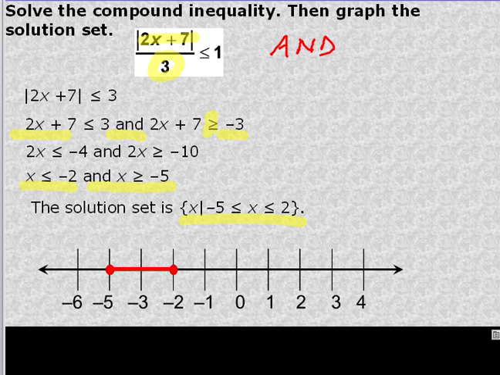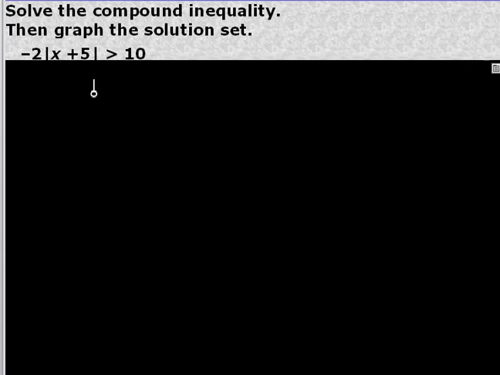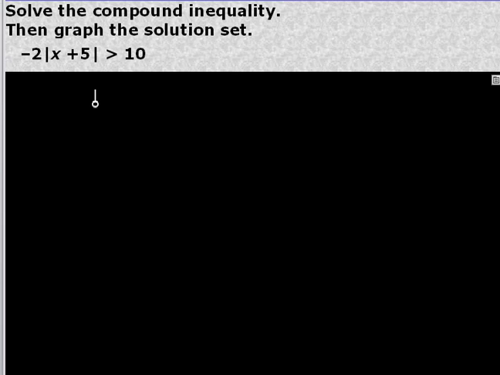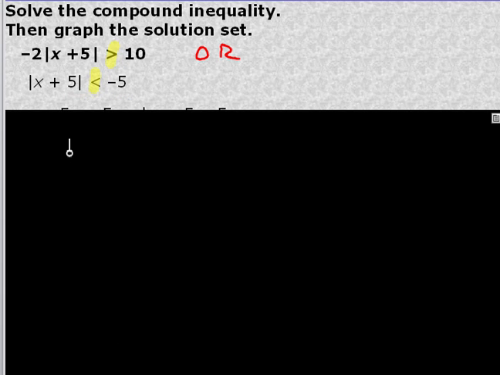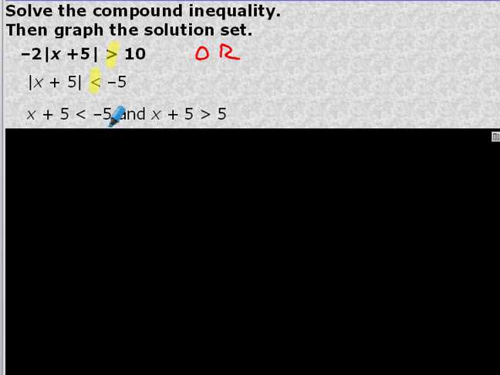All right, let's try one more. Solve the compound inequality, graph the solution set. So this is a greater than again. So remember, greater than means we're going to do an or. So first thing we want to do is isolate our absolute value function. The -2 is not inside the absolute value vertical bars, so we're going to get rid of that by dividing both sides by -2. Notice, because I divided by a negative number, we changed the direction of the inequality. And now we set up our disjunction. X plus 5 is less than -5 and x plus 5 is greater than. So since this is negative, we're going to switch the inequality on the positive one.